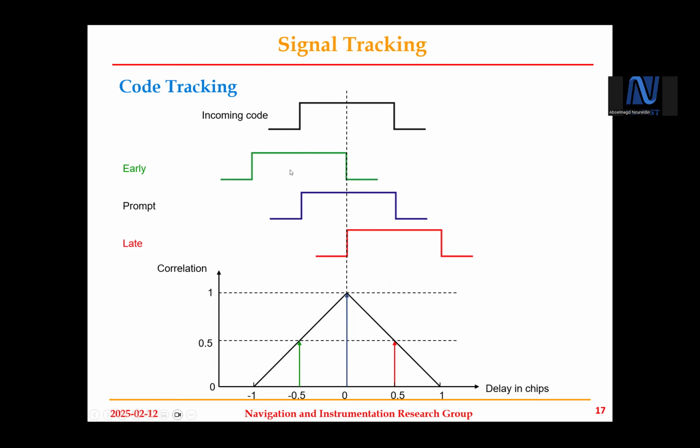The receiver compares the correlation values. As you see here, the maximum correlation value is 1 and the minimum is 0, as we discussed earlier. It doesn't have to be 1, but we normalize the values, right? So the maximum we get is 1. So the receiver compares the correlation values between early and late signals to maintain proper alignment.